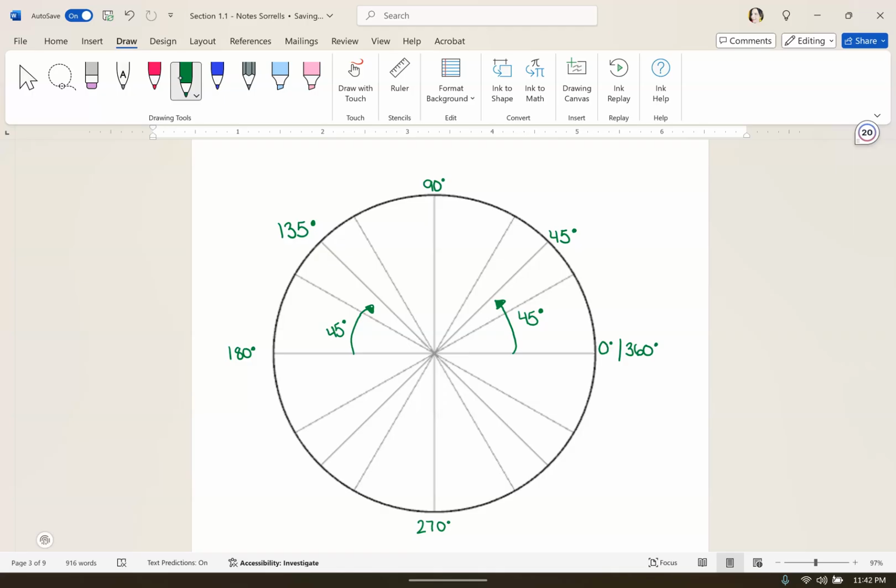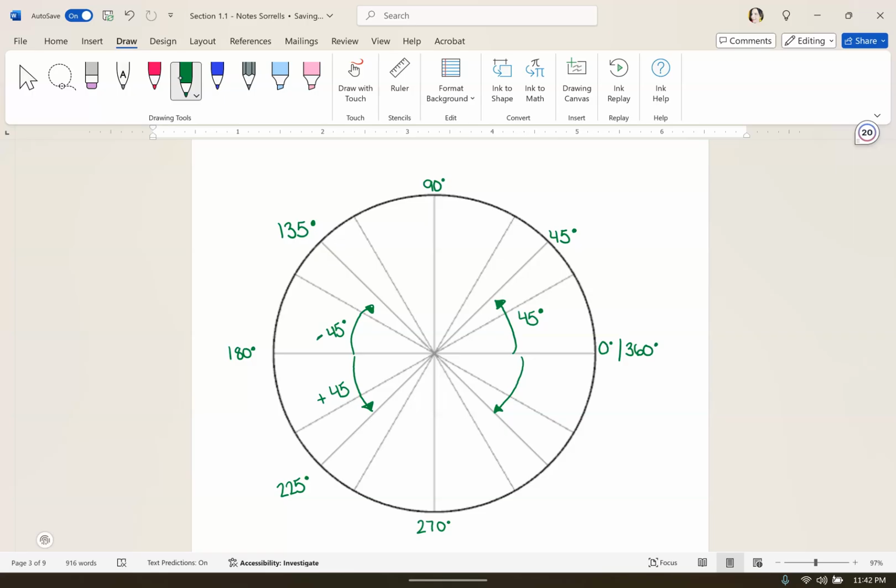So think about it. If I go to quadrant 3, I need to go forward 45. We subtracted it here, so what would I have to do here? Hopefully you said add 45. So this would be 225 degrees.